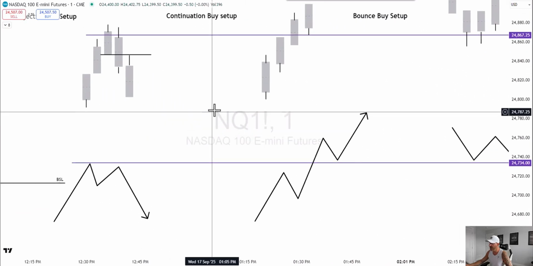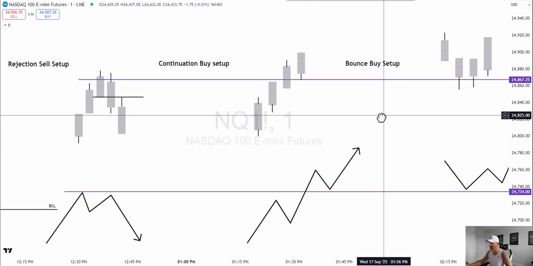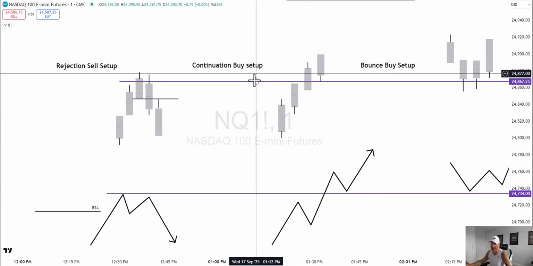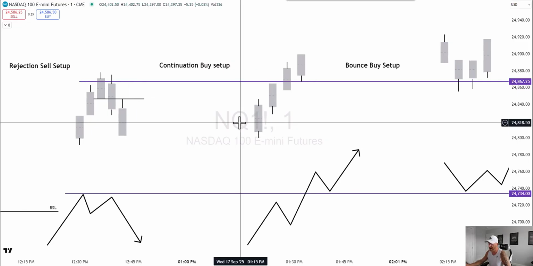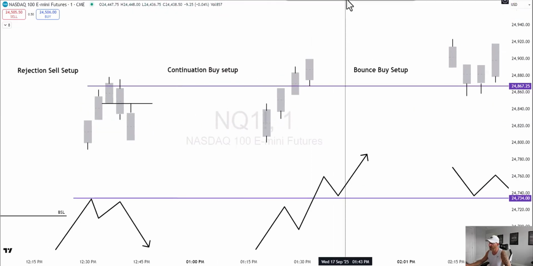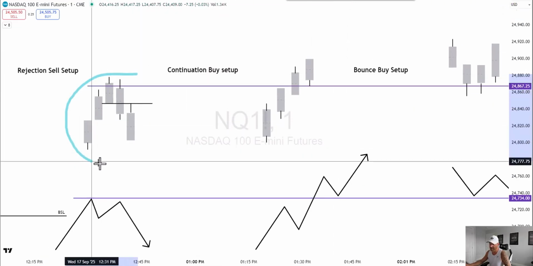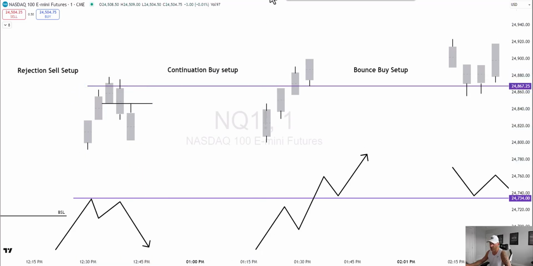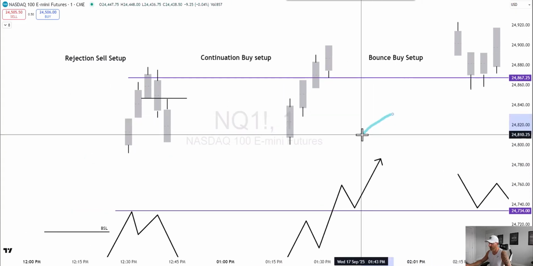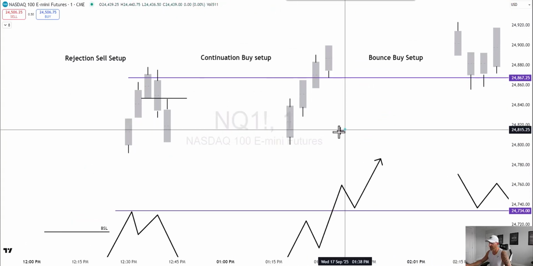And then the continuation buy setup. This is one of my favorite things to trade. There's a continuation buy and a continuation sell. I won't go over the continuation sell because it's just the opposite of the continuation buy. But these are a little bit harder to trade sometimes. We did have a couple of these today and we had a beautiful one at FOMC, so I'll go over it and show you. But this is what we really like to trade right here. One of my favorites is the continuation buy.